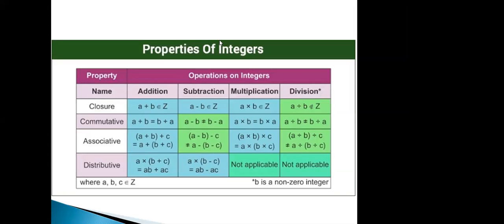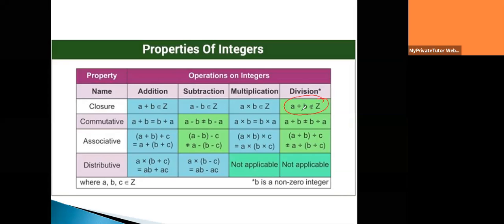So I didn't understand the identity. Okay, so I will explain that. Closure won't work for division. Commutative property won't work for subtraction and division. You can see that, even associative. So distributive property is not applicable for multiplication, right? Distributing is nothing but we are just distributing the terms.